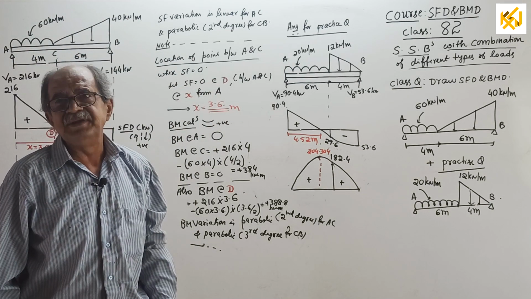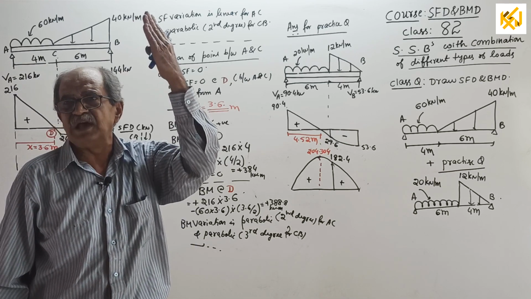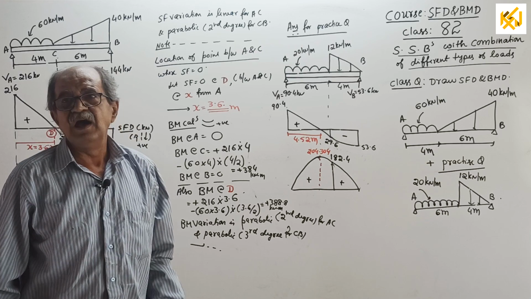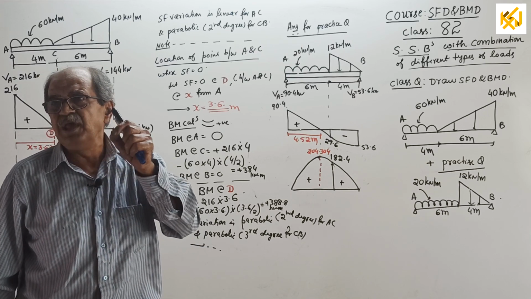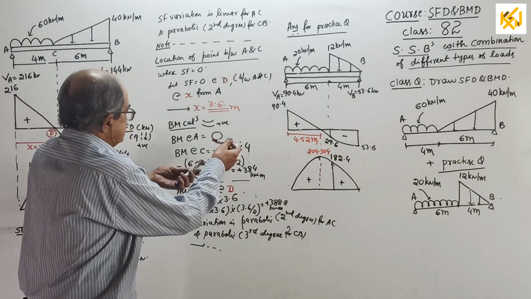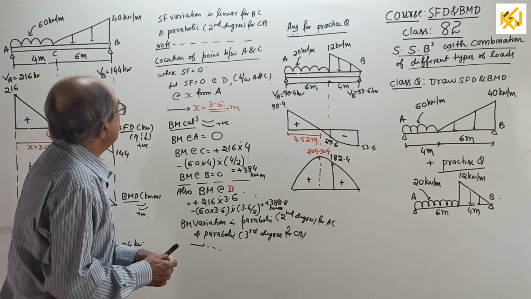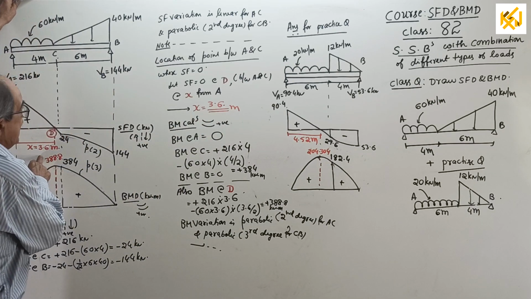Now nobody can tell, sir, how to get the value of X. After so many questions earlier on UDL, where the point used to come in the UDL, so many questions, correctly work out and get the value of X here. Okay, X will come 3.6 meter. Come back and enter.